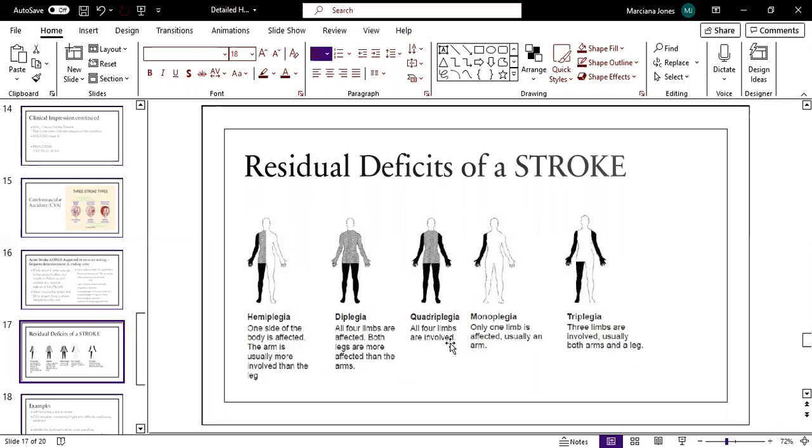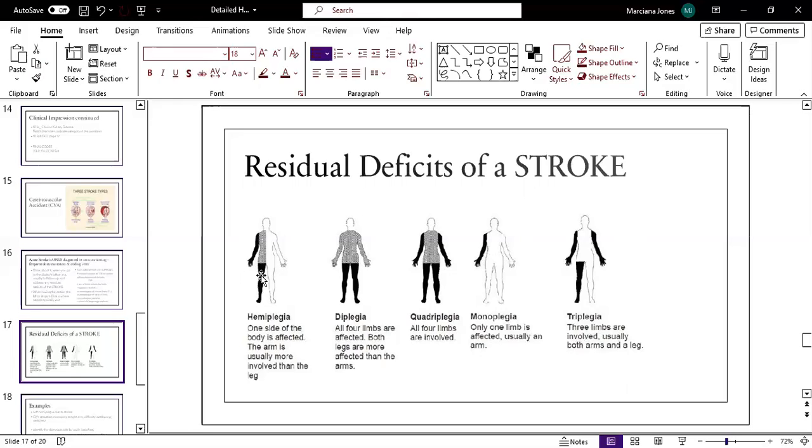Quadriplegia, all four limbs are involved equally. Monoplegia, only one limb is affected, usually an arm. Triplegia, three limbs are usually affected, usually both arms and a leg. And you see why it's going to be important?